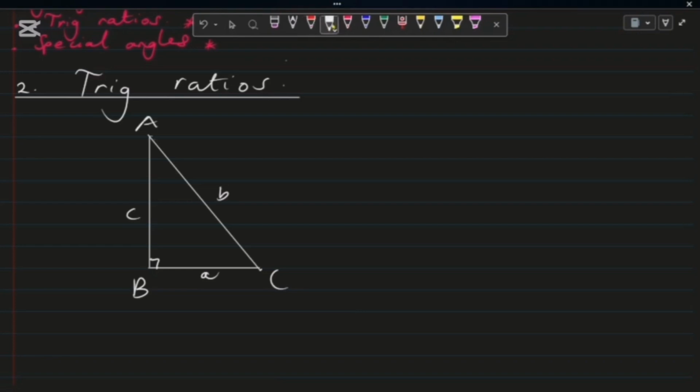About is the terminology that we use. Okay, so let's focus on angle C. Angle C is this angle.